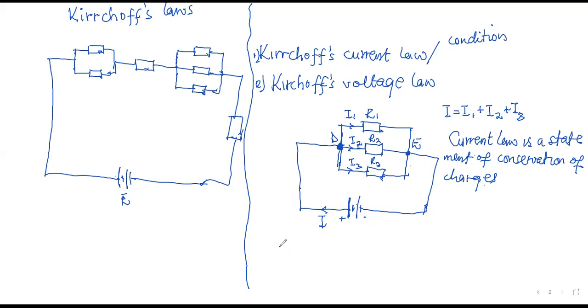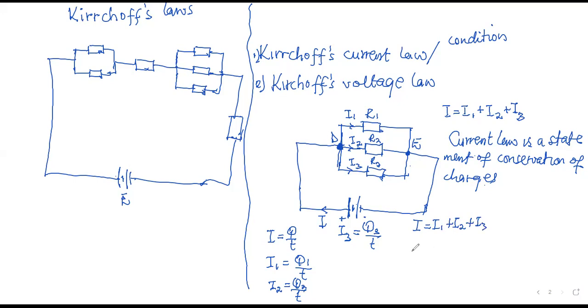Okay. Current I is equal to Q over T. So I1 would be equal to Q1 over T. You can say T1 or T. I2 is also equal to Q2 over T. Then I3 is equal to Q3 over T. If we equate, Kirchhoff is saying that I is equal to I1 plus I2 plus I3 at a junction.